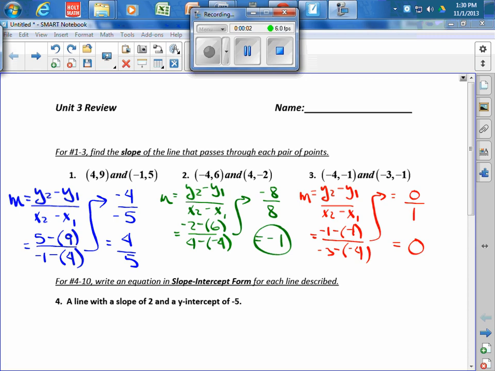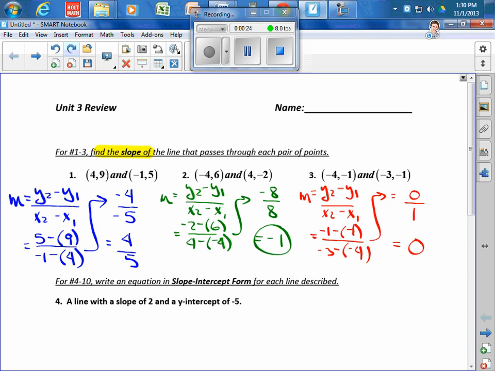All right, in this Unit 3 review, keep in mind what you're doing in numbers 1 through 3. In other words, read the directions. It just says to find the slope, doesn't it? Then just do that. Just find the slope. Do not write the equation in slope-intercept form. You're just taking these 2 points and finding the slope.